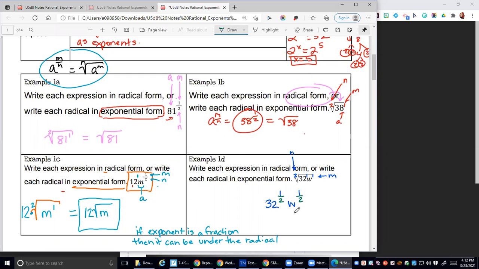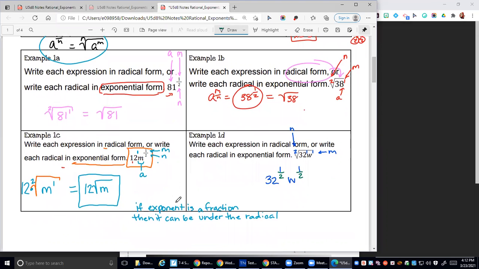And that kind of matches up because remember how we said that if the exponent is a fraction, it can be under the radical. And look, it was under the radical, both of them, right? With this one, this never had a fraction as an exponent, so it was never invited underneath the radical. Does that kind of help a little bit?